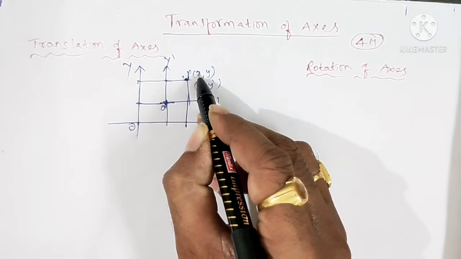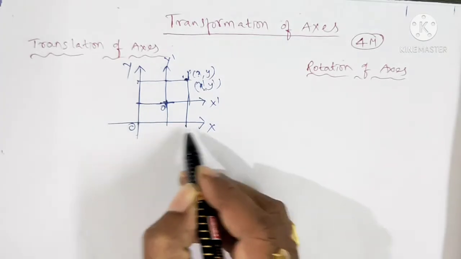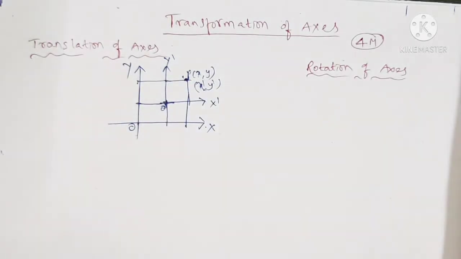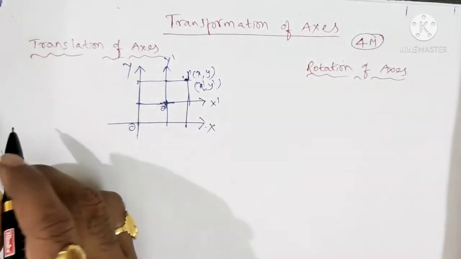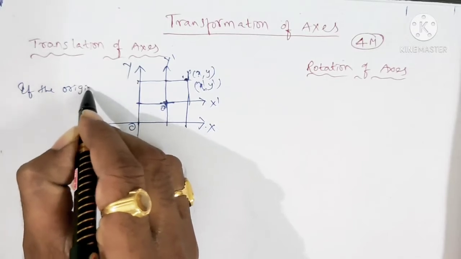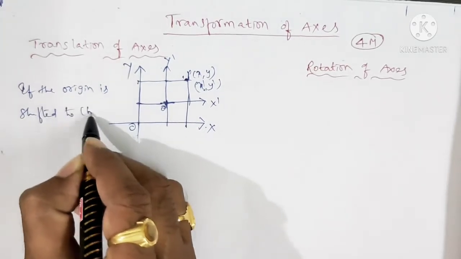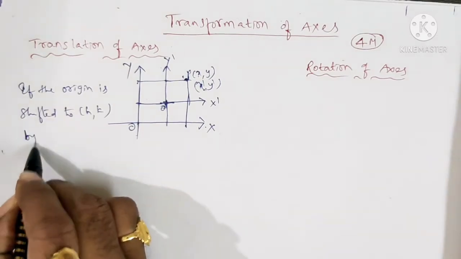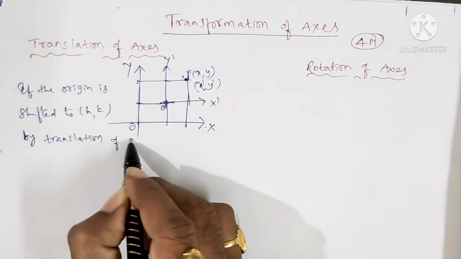This is the old, meaning original, point. This is the new point. OX and OY is the original system. O dash x dash and O dash y dash is the new system. Now the point is, if the origin is shifted to h comma k by translation of axis, translation of axis is a keyword.